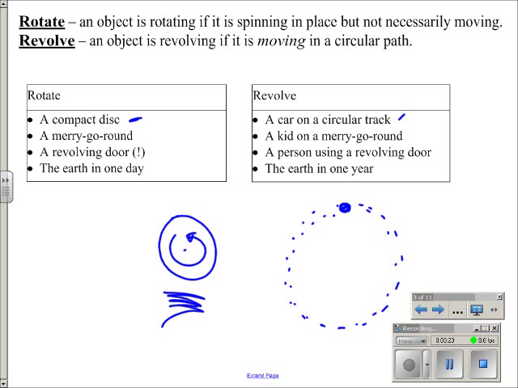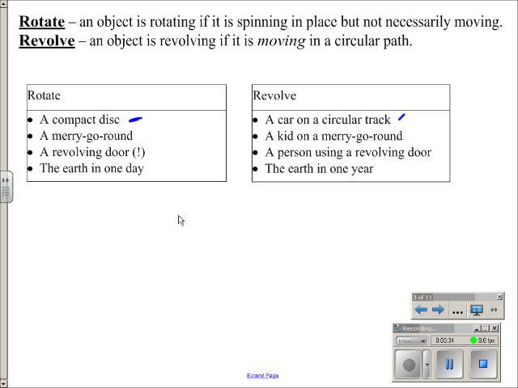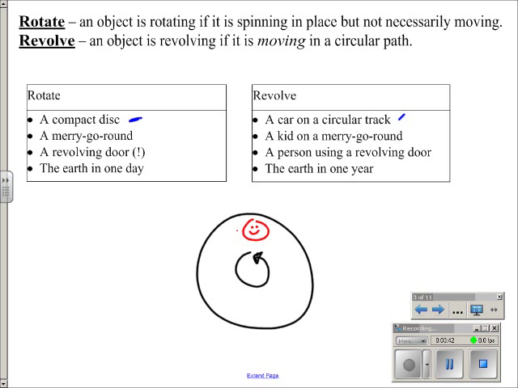All right, now, objects that revolve. Like I said, a car on a circular track is going to be revolving. A kid on a merry-go-round, right? Check it out. Let's think about this. So here's a top view of a merry-go-round. The merry-go-round itself is rotating because it's just staying in place, whereas if you've got a kid on the merry-go-round, the kid is going to physically move. So the kid is revolving while the merry-go-round is rotating. Similarly, a person using a revolving door would revolve, and the Earth every year is going to revolve around the sun. It rotates once per day, that's why we have night and day, and it revolves around the sun, which is how long the year is. Okay?